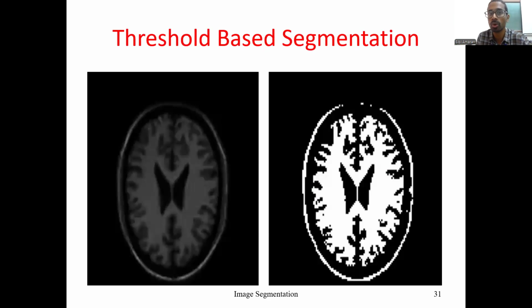First one is the threshold based segmentation. So you can look into the particular image. This image quality is not good. So what we have to do is improve the quality of the image. For that, I'll be using the image enhancement technique.